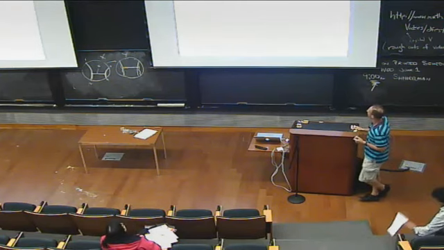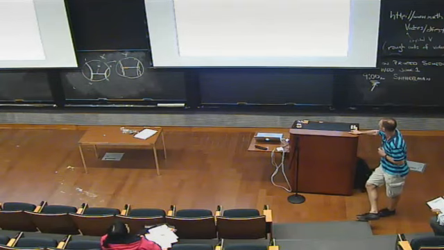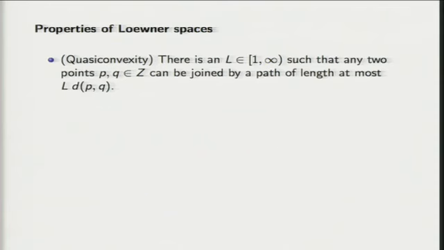So the Loewner condition easily implies a couple of properties, though. The first one is quasi-convexity. So here, two points P and Q in a Loewner space can always be joined by a path whose length is comparable to the distance. Okay, so these are almost like geodesic metric spaces.